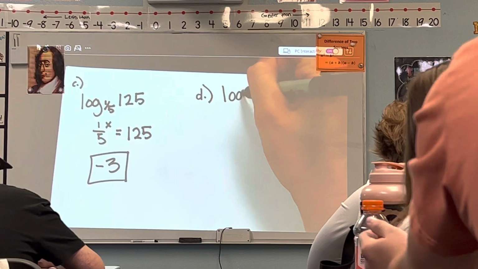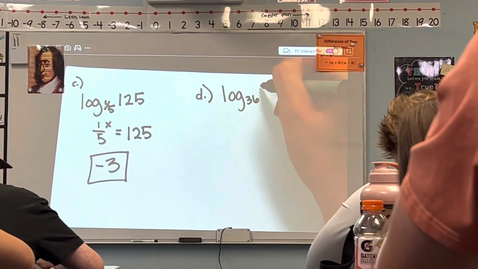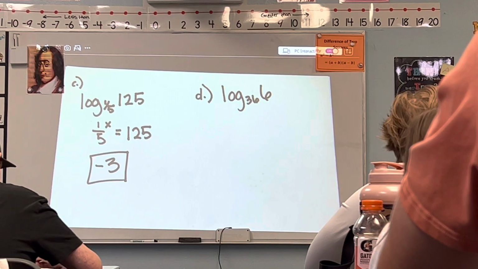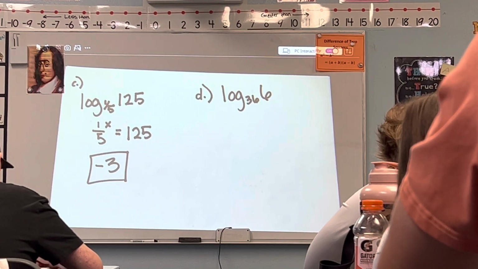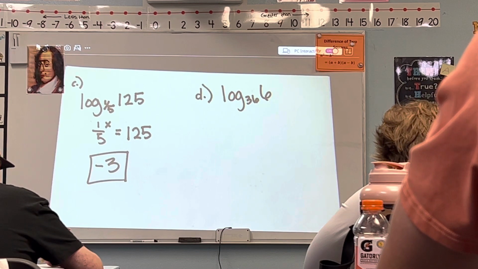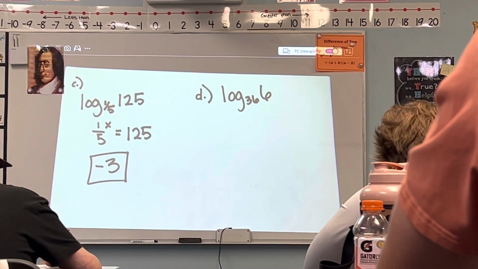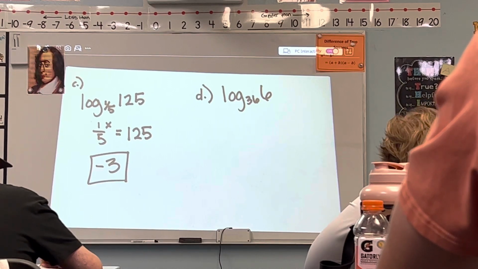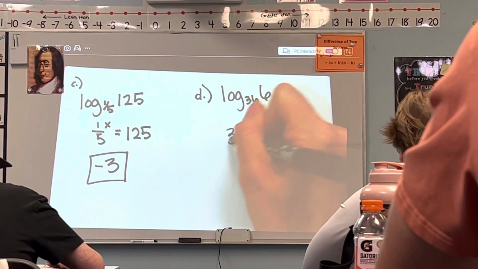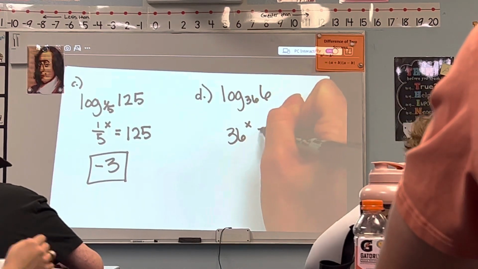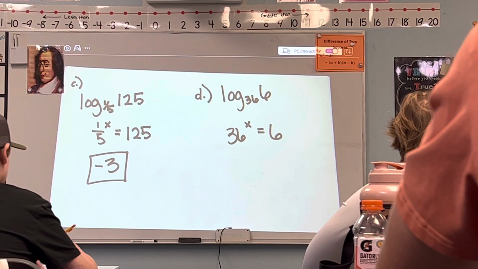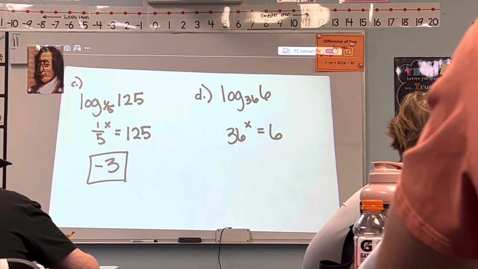So log base 36 of 6. Do not let this one confuse you. It already did. As soon as you said that, it confused everyone. Which is the bottom number and which is 36? Okay. So this one, 36 to some power equals 6. Is it a fraction? It's 2. No, it's not. No, yes, 1/2, yeah.